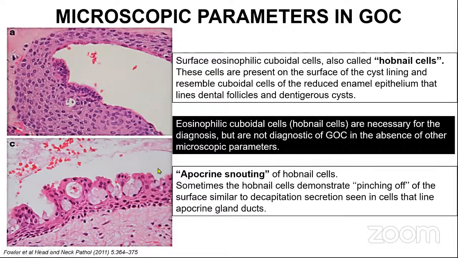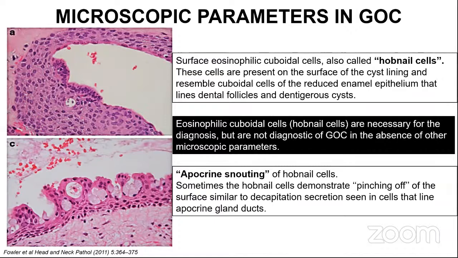Apocrine snouting is a word that is used to describe the hobnail cell, which has a pinched off appearance, wherein it looks as though the cell has been decapitated, that has its head cut off, in other words, and the secretions are seen leaving the cell. So these are the two terms that we use in the GOC to describe features of the cyst lining.